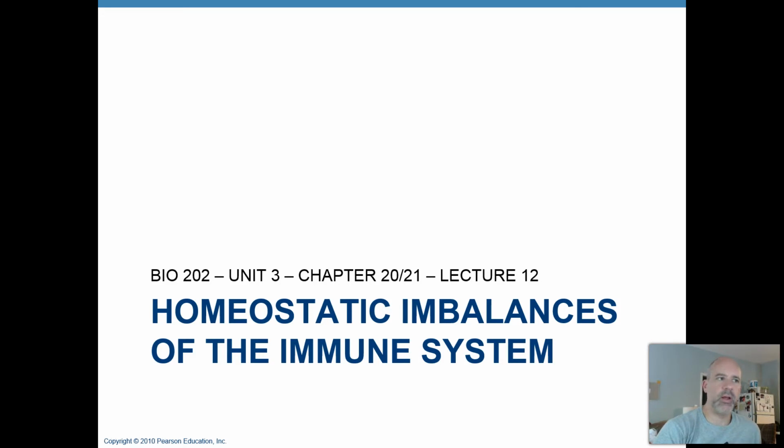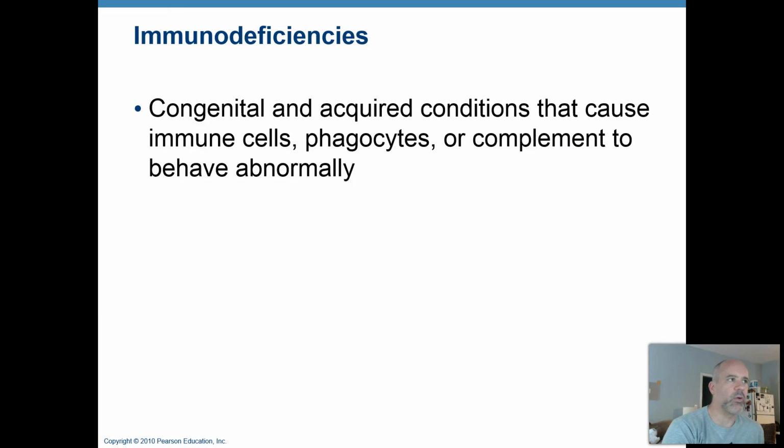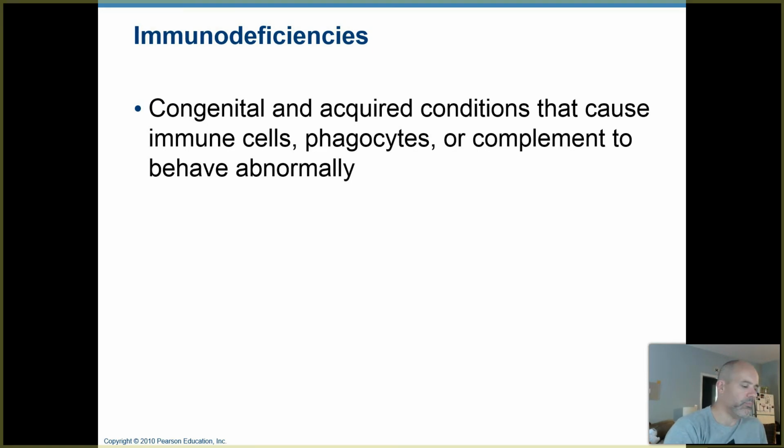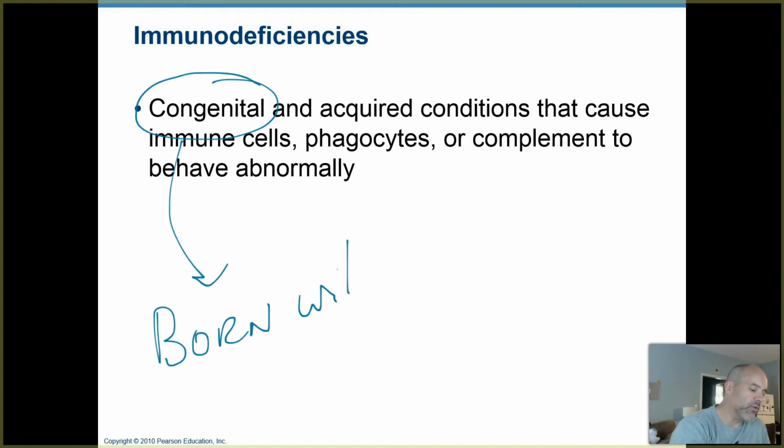The last lecture, number 12 for Unit 3, chapters 20 and 21, we're going to talk about a few homeostatic imbalances of the immune system. So some imbalances are called immunodeficiencies, and these are conditions where your immune system, at least in part, is deficient. There are two major types. Congenital, that means you're born with it. Congenital immunodeficiencies are usually genetic defects that leave you without one or more components of your immune system.